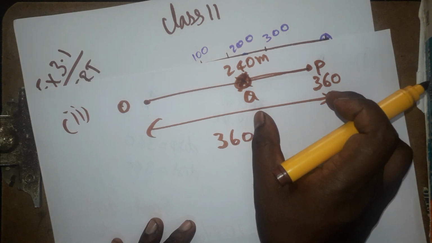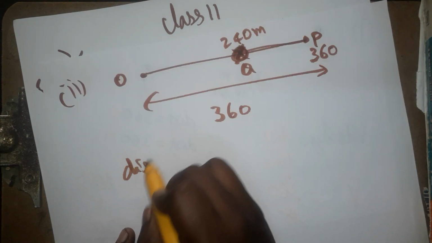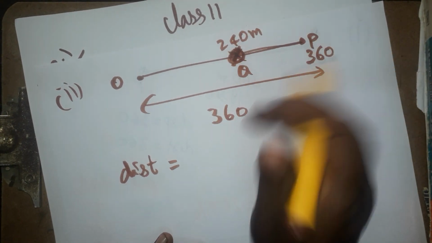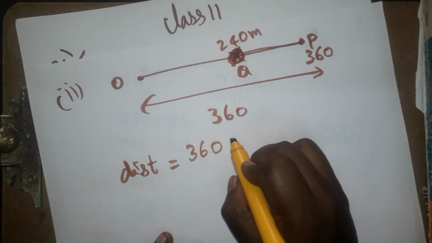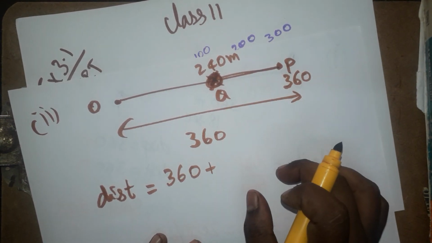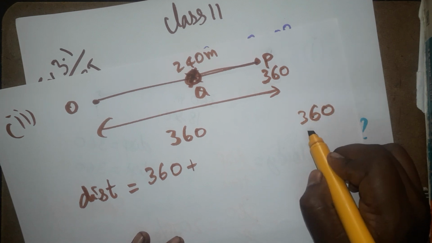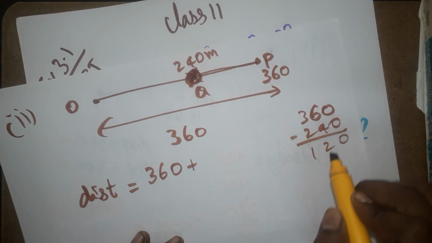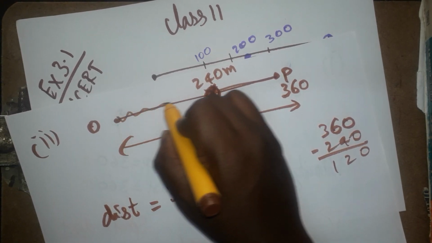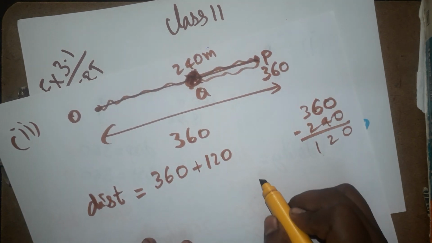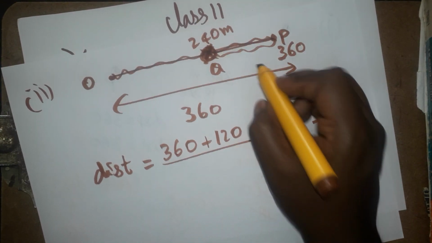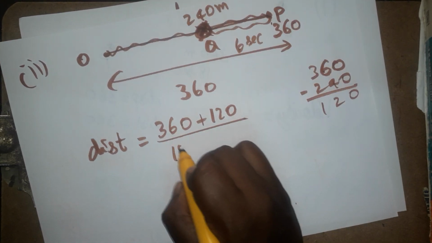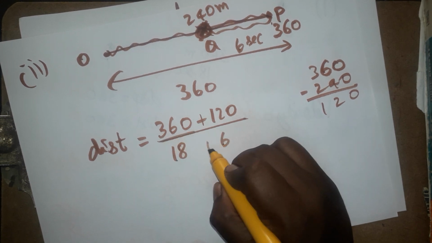Now what is the distance? Distance is the actual length of the path: 360 plus this much distance. So how much distance is it? 360 minus 240 gives 120, because he walked 360 plus 120. During the process when he walks from P to Q, it takes 6 seconds. So 18 seconds for 360 meter, and 6 seconds for 120 meter.